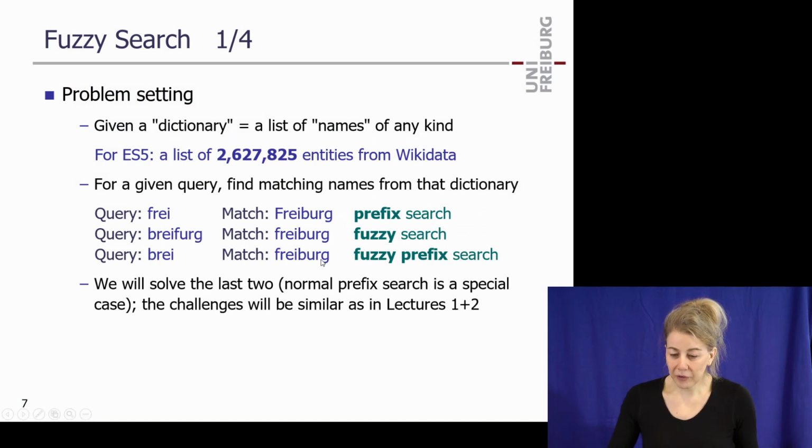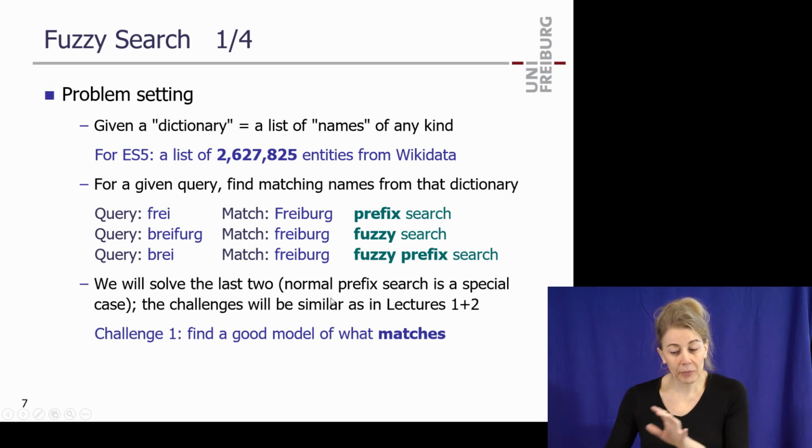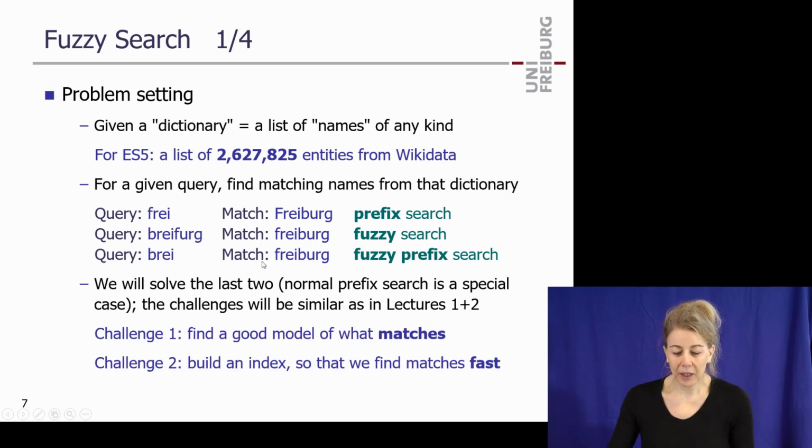So we will solve these 2, fuzzy and fuzzy prefix. They will be very similar, and prefix search is just a special case. If you can find something with typos, you also find the things without typos, just a special case. There will be 2 challenges, similar to what we had in the beginning for keyword search. One is, why is this a good match? We have to define a similarity measure, Breifurg similar to Freiburg, and then we have to do this fast somehow.